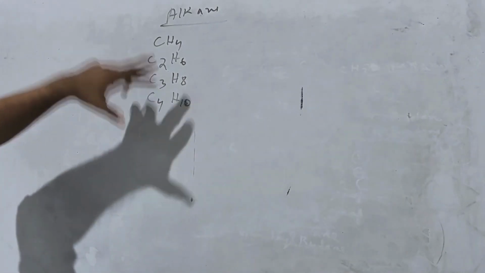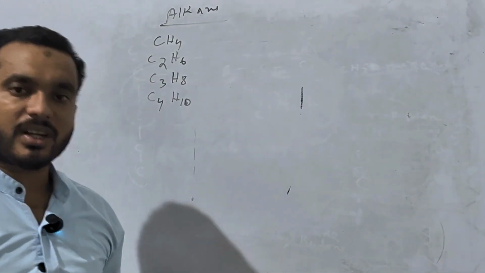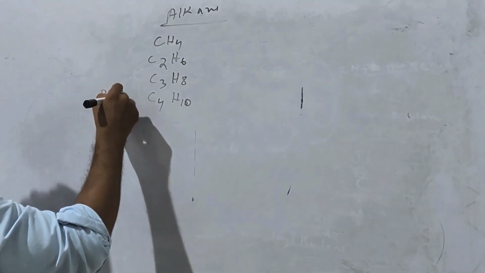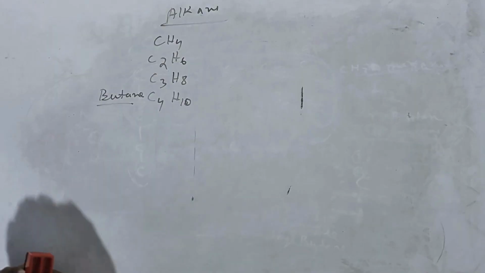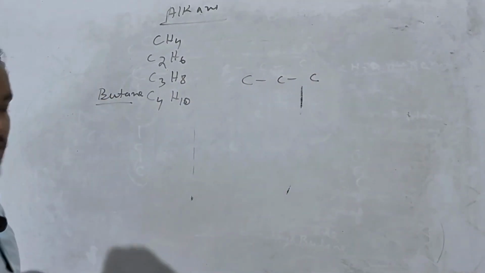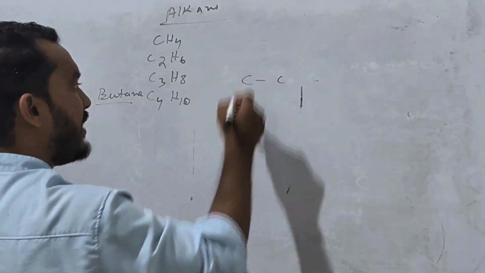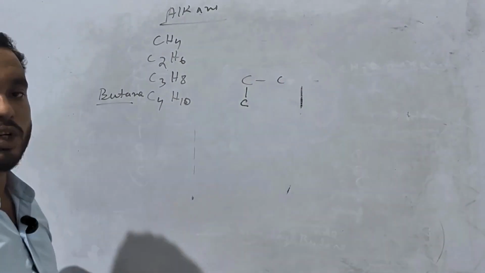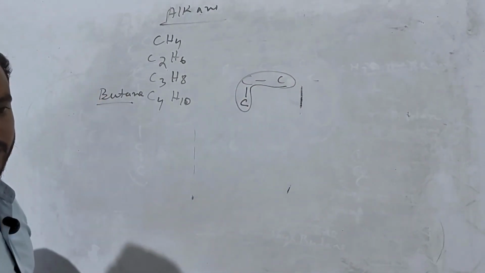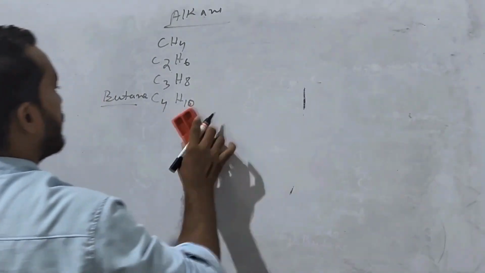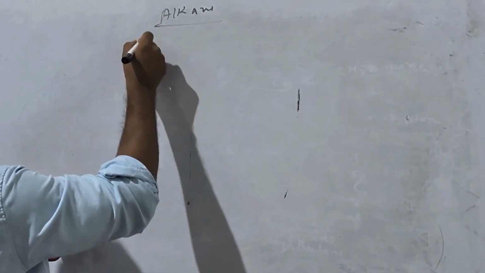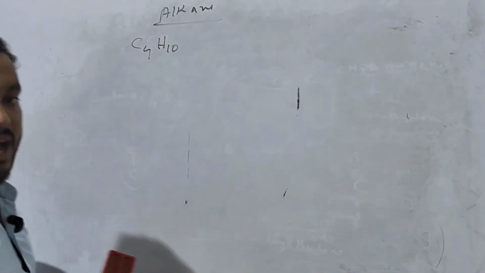So if I try to draw the structural isomer, then I can draw from butane only. I can draw from what? Butane only. Because with propane you cannot draw. See, in propane 3 carbon is there. So if you add one carbon here, it is not called a branch. It is called a chain. Okay. So that means from butane, I can draw the structural isomer.